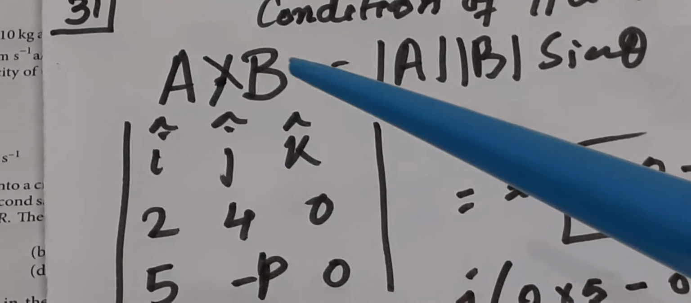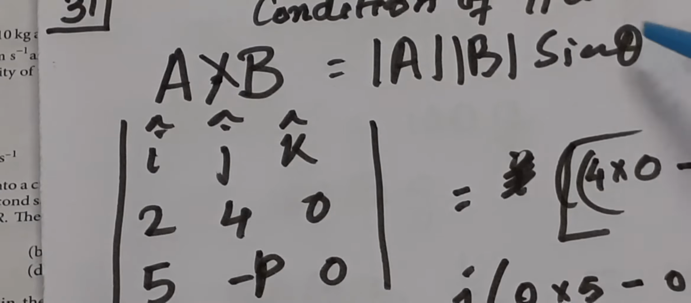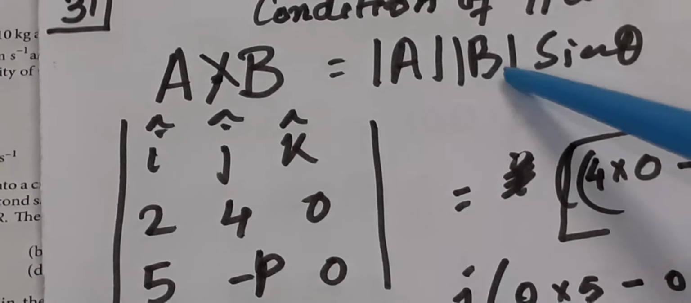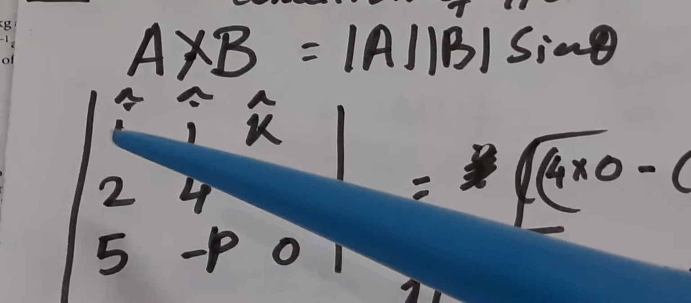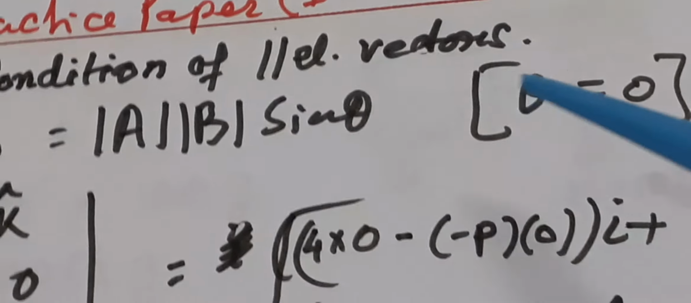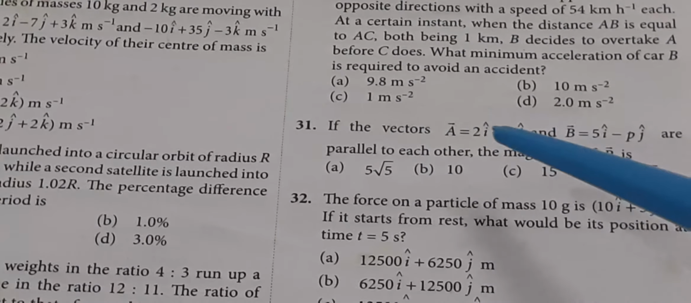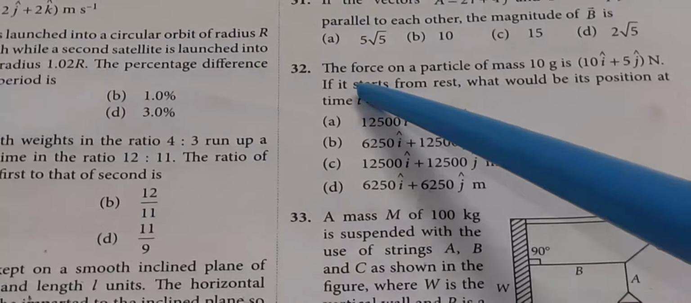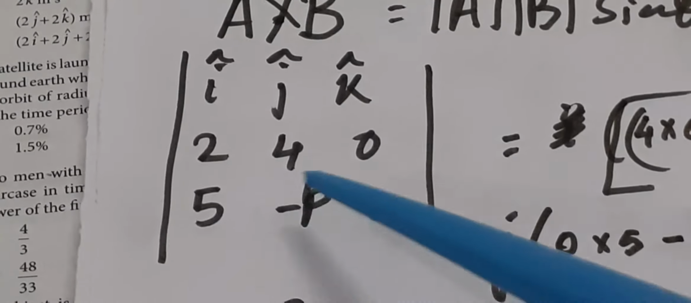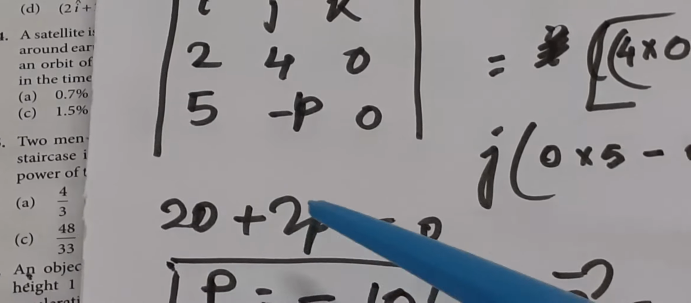A cross B will be |A||B| sin θ. Parallel means 0 degrees, so this part will be 0. Take the determinant form with i, j, k cap. A is given in the question; 2 and 4 are the coefficients of i and j. Accordingly it is put here as 2, 4, 0, then 5, minus P, 0. Then simplify this and you will get 20 plus 2P equal to 0.